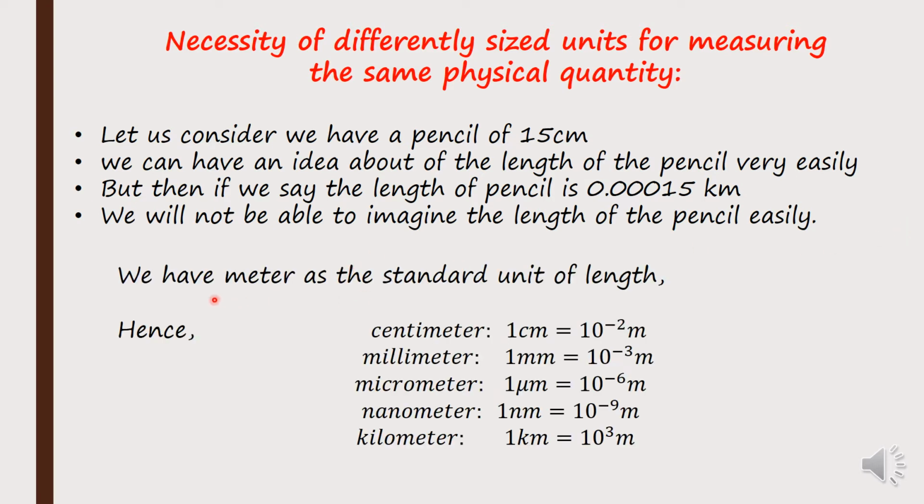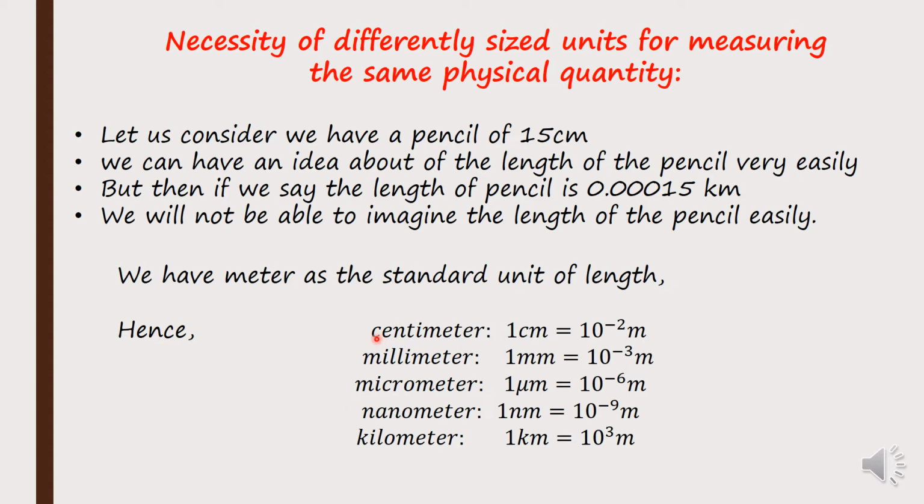So let us say that we have a meter, which is a standard unit of length. Whenever we are measuring something, we tend to say that it is this much meters. We keep on saying that, so a meter is a standard unit. Now, hence we have other subunits of meters: centimeter, millimeter, micrometer, nanometer, kilometer. You might have heard all these things. Now let us see what it actually means.